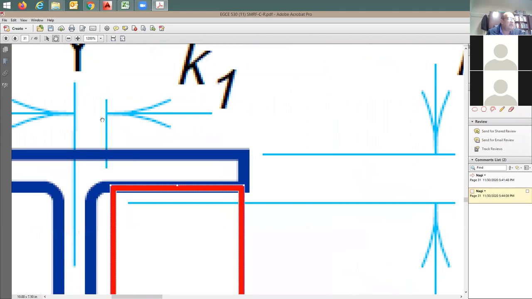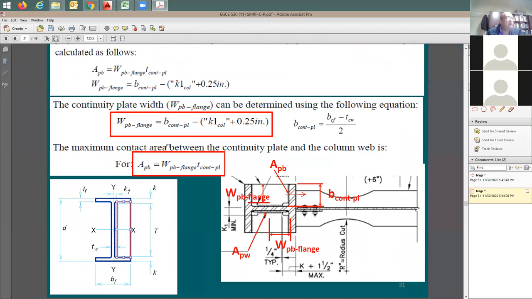Now I need to avoid this K1. So what the equation here says is, you're going to take this continuity plate, you're going to add this K1, and then you add an additional quarter of an inch.